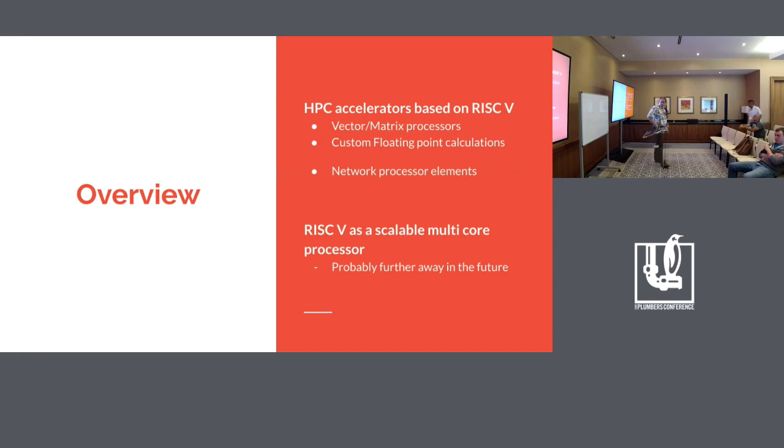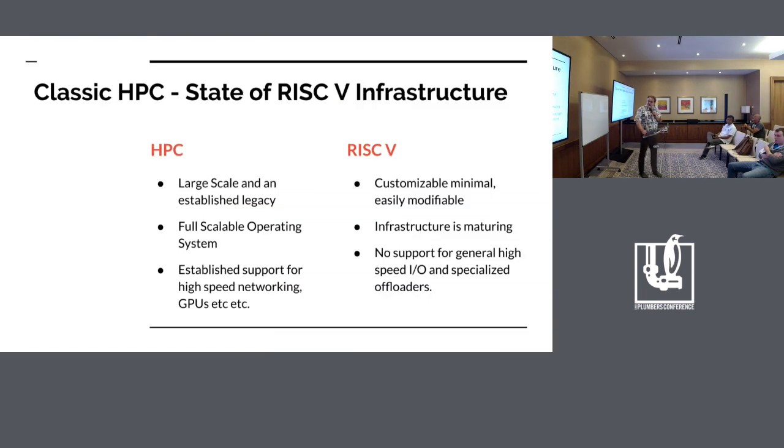What we're basically doing is we're using this for HPC accelerators, vector matrix processors, for cost and floating point calculations, stuff like that. As a multi-core processor, like the regular Intel things, that's really for that replacement, it really doesn't work. Because there's a huge infrastructure attached with it, with hundreds of thousands of years of developer time to get that going. So that's not going to work.